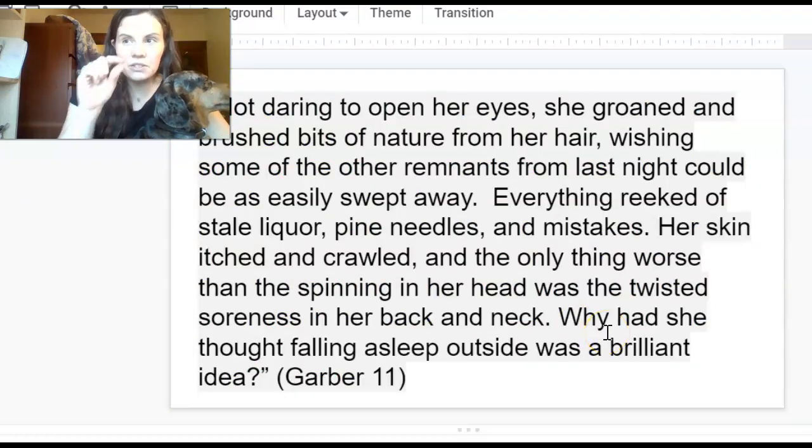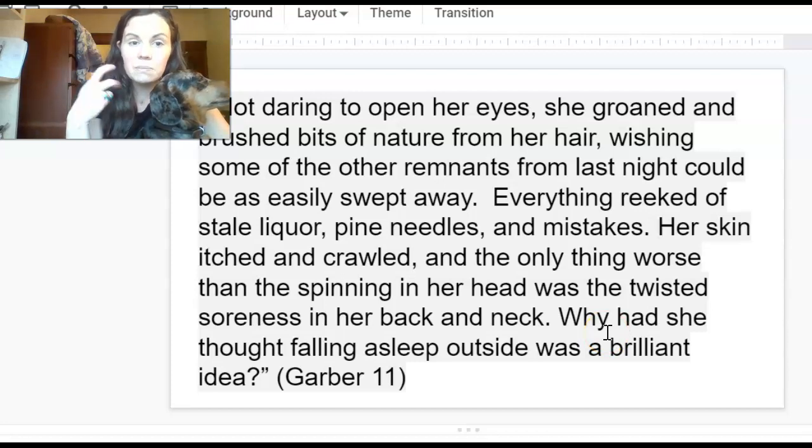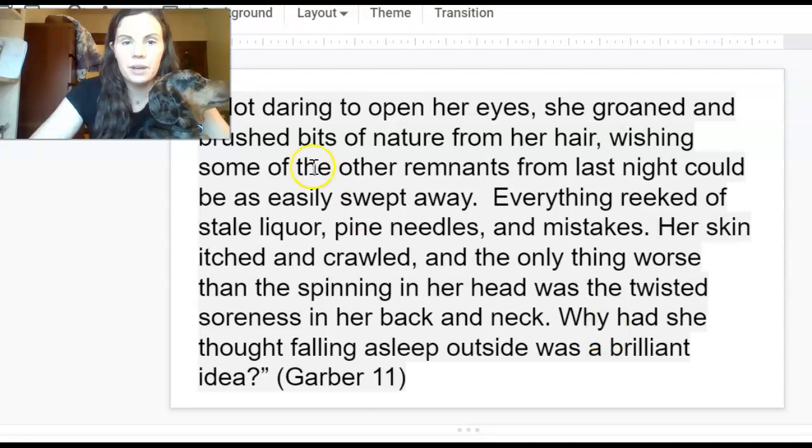Now, oftentimes it's not just like sentence per sentence. Sometimes they're really blended together, right? So I wanted to read you this one as well. Not daring to open her eyes, she groaned and brushed bits of nature from her hair, wishing some of the other remnants from last night could be as easily swept away. Everything reeked of stale liquor, pine needles, and mistakes. Her skin itched and crawled, and the only thing worse than the spinning in her head was the twisted soreness in her back and neck. Why had she thought falling asleep outside was a brilliant idea?